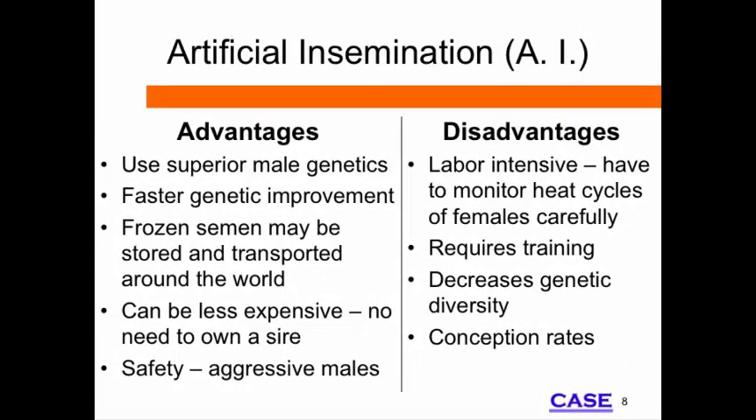The first reproductive technology we will discuss is artificial insemination, or AI. The advantages and disadvantages of AI vary among species. The use of artificial insemination is very widespread in dairy cattle and also common in beef cattle, swine, and horses.